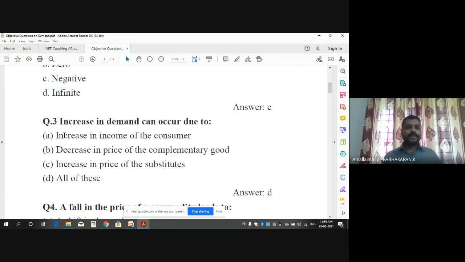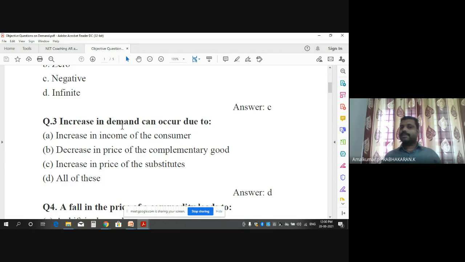Then the third one is: increase in demand can occur due to increase in income of the consumer. Increase in demand can occur due to increase in income of the consumer, decrease in the price of complementary good, increase in the price of substitute, all of these.